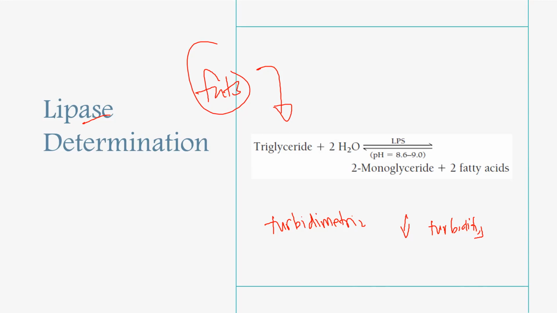Therefore, the quantitative relationship between turbidity change and the number of micelles is the theoretical basis of the turbidimetric method for lipase. Remember guys that serum lipase hydrolyzes the oil emulsion and it is being done spectrophotometrically at 400 nanometers.